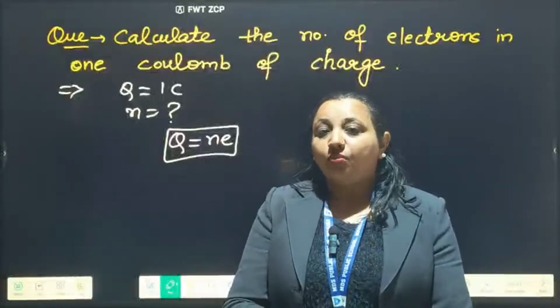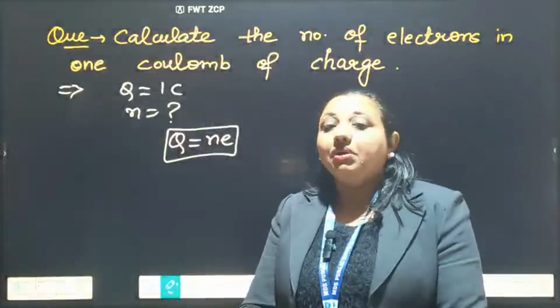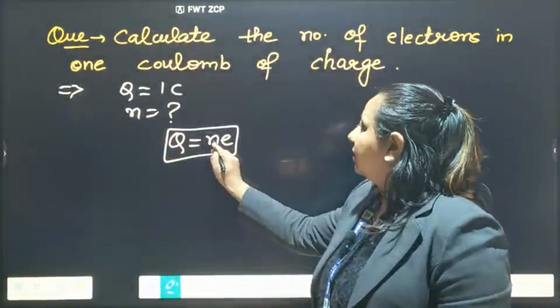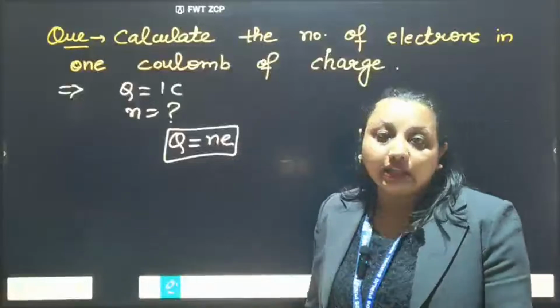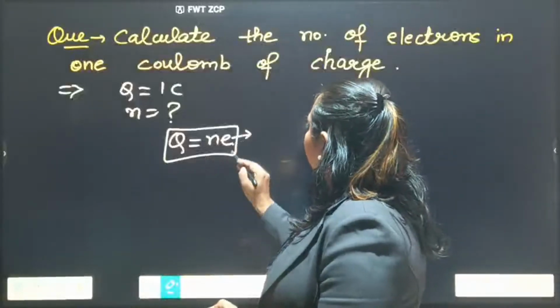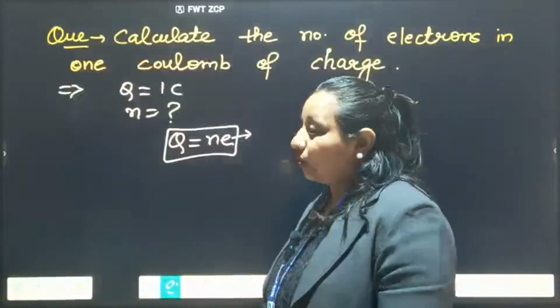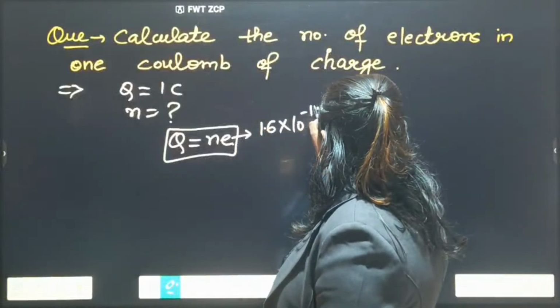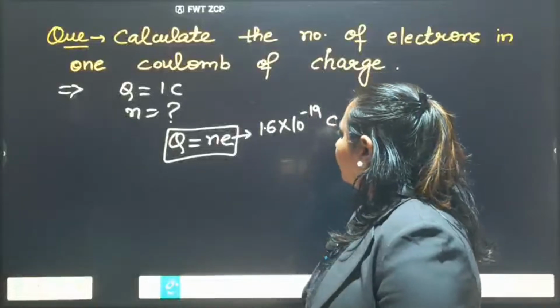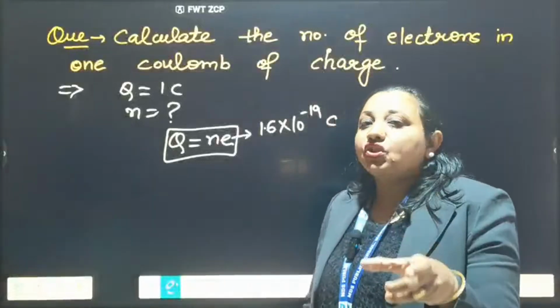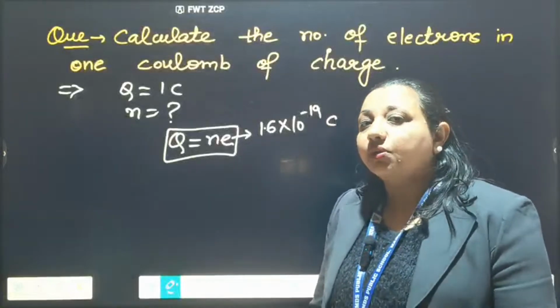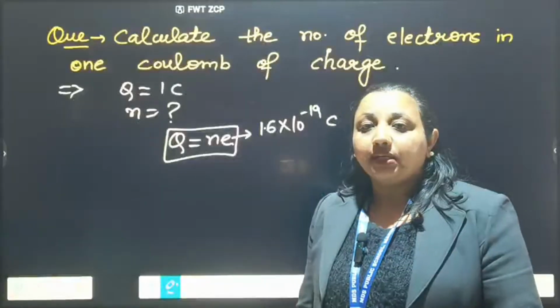Charge is in the form of discrete numbers, countable numbers. So charge is the integral multiple of the base unit e. This is charge on electron or proton. What is the magnitude of it? 1.6 into 10 raised to the power minus 19 coulomb. So e, the smallest charge that exists on earth, is the charge of an electron, that is 1.6 into 10 raised to the power minus 19 coulomb.